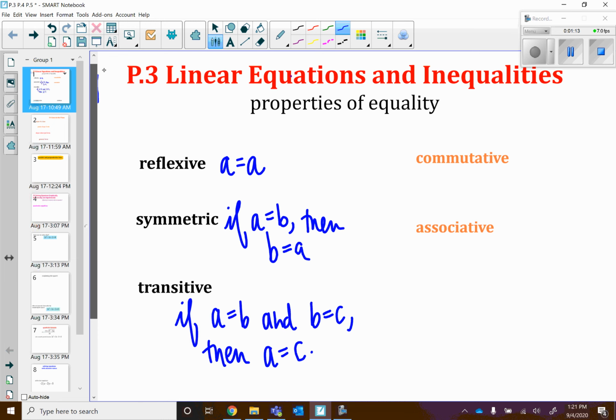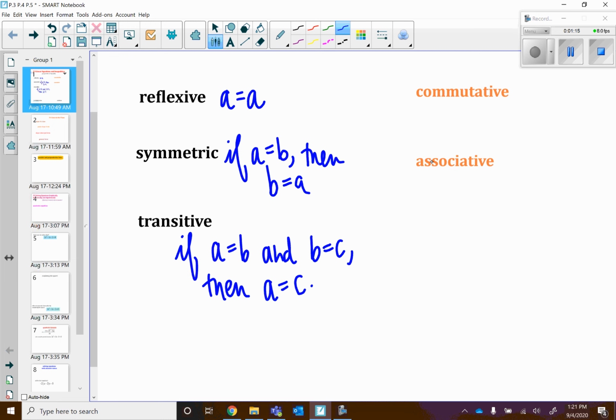Then we've got the commutative property and the associative property. Commutative property is the one where I can say A times B is the same as B times A, or we can do that with addition, right? A plus B is equal to B plus A.